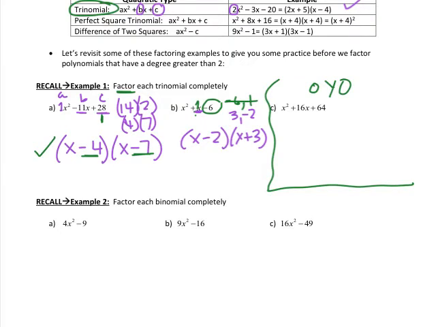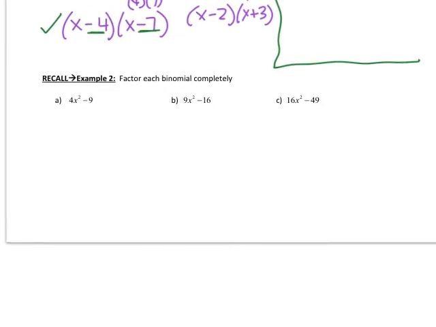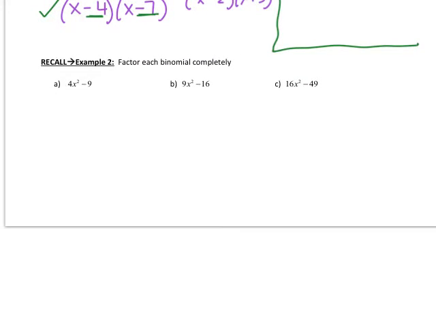And let's go ahead and recall for these type of problems here in example 2. And these are just binomials. And if you notice, there's a subtraction symbol. Okay, subtract means difference. And if you recall, if we have the difference of two squares, and 4 is a square, x squared is a square, 9 is a square. So we can set this up so that we have two binomials.